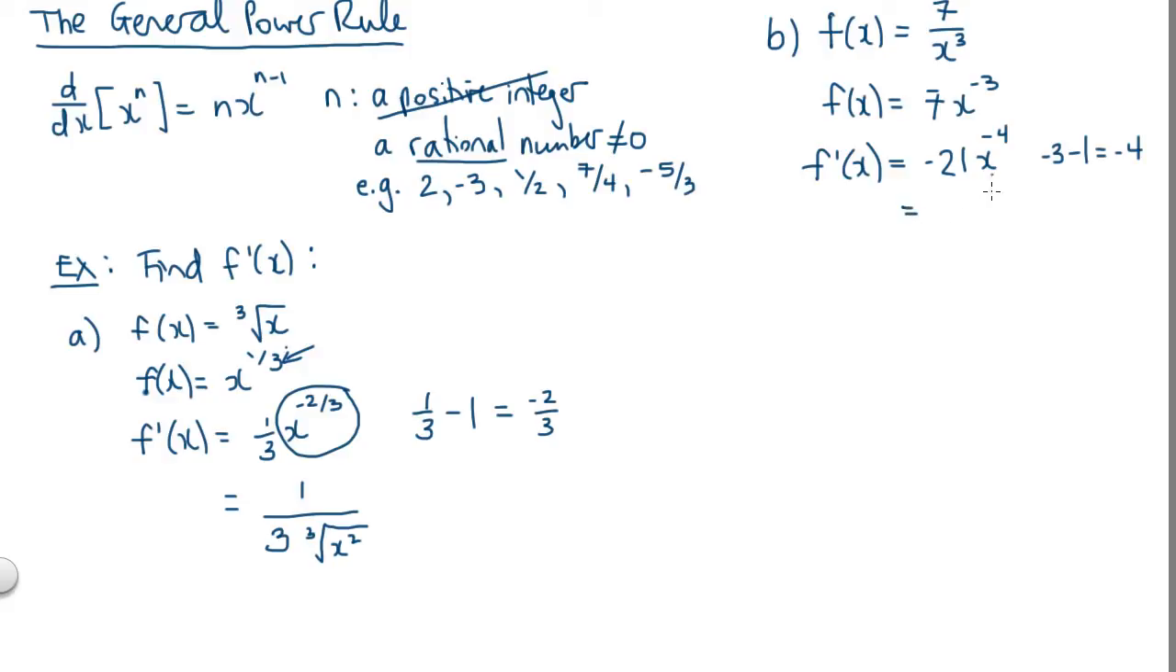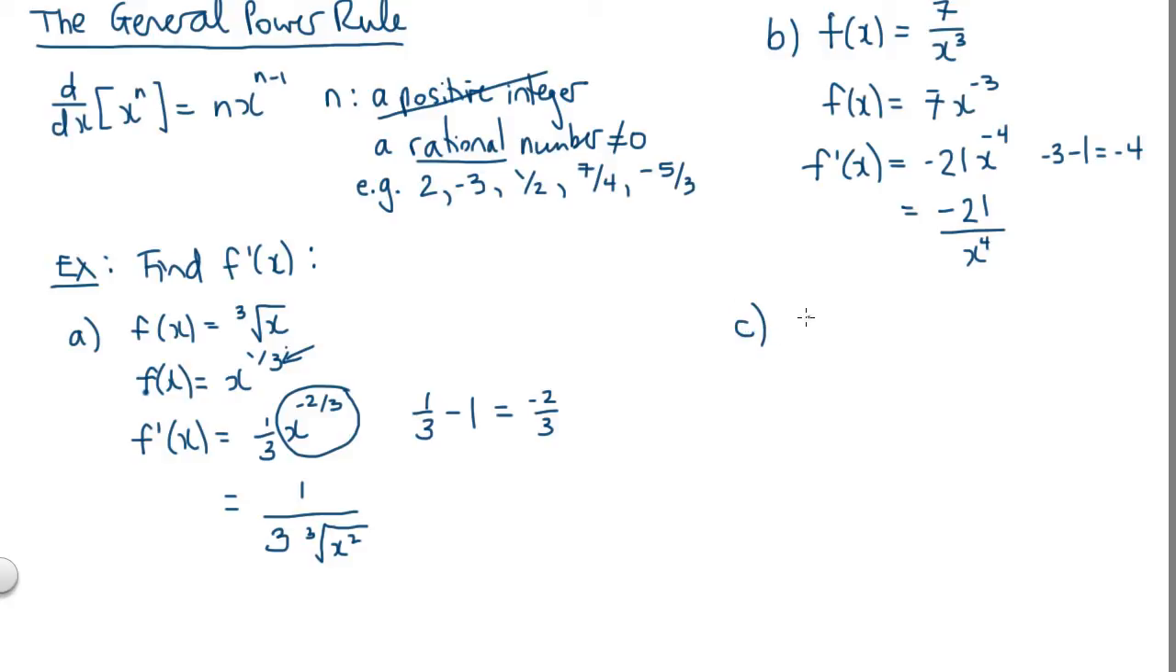Okay, and if we want to give our answer in the form that it was originally written, we could re-express this as a quotient. Same thing as saying -21 over x to the 4th. You don't need the negative sign in the exponent anymore. Remember that negative up here just corresponded to the x to the 4th going down into the denominator. So there's our answer for the second part of the question.